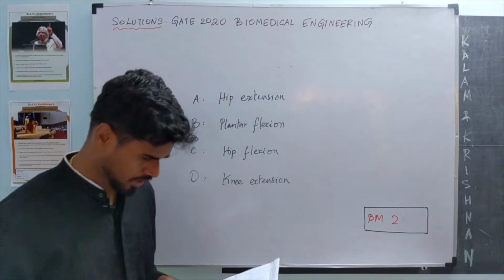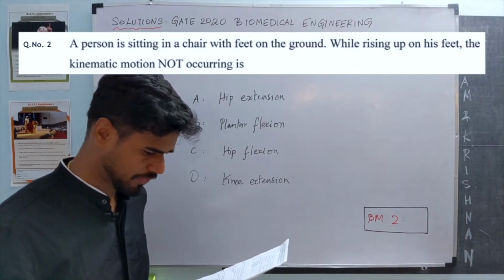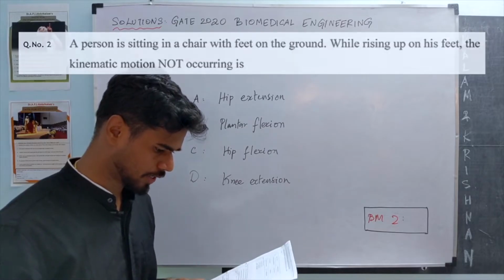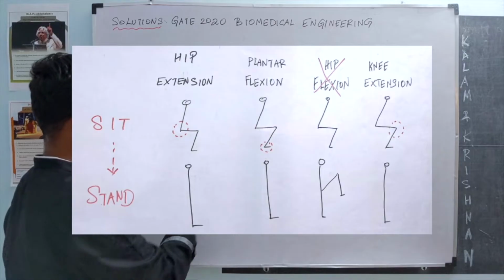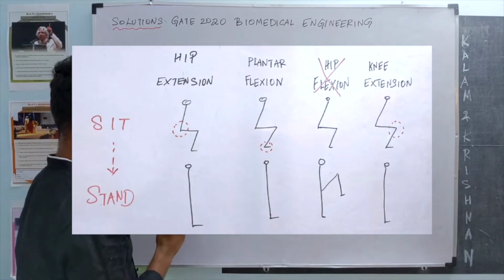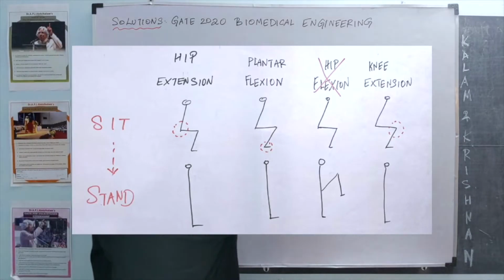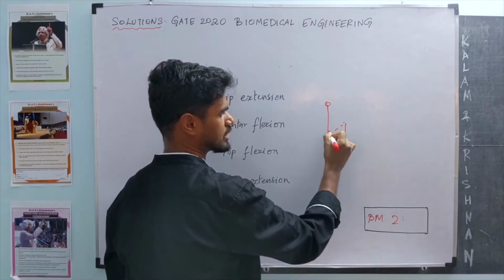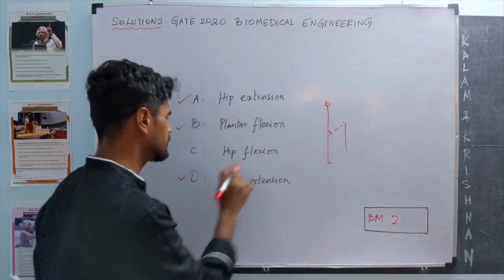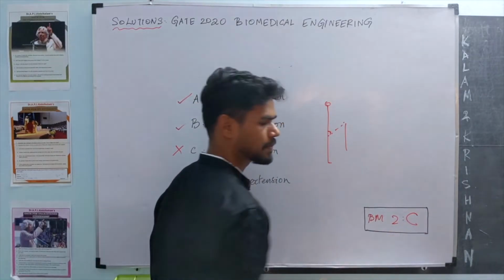Question number 2. A person is sitting in a chair with feet on the ground. While rising up on his feet, the kinematic motion not occurring is. Okay, hip extension occurs, plantar flexion occurs, knee extension also occurs. The movement that does not occur is hip flexion, which is essentially if you raise a foot and move one of your feet with respect to your hip, that is called hip flexion. That is what does not occur. So the answer is choice C.